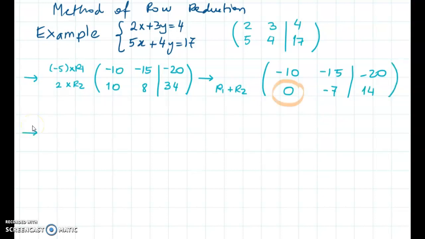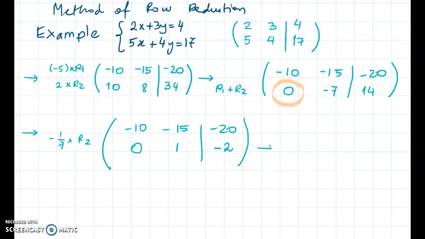For the next step, I'm going to multiply the second row by negative 1 over 7, so I can achieve having a 1 in the second place, now that I already have a 0 in the first entry of the second row. So the first one stays as we have it: negative 10, negative 15, negative 20. And now the second row is going to be 0, 1, and negative 2 by multiplying negative 1 over 7 times 14. So the second row is now telling me that y is equal to negative 2.